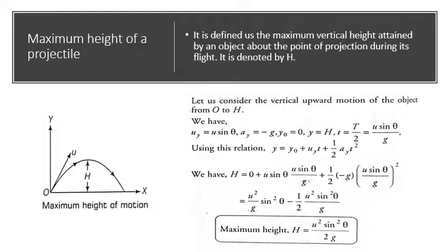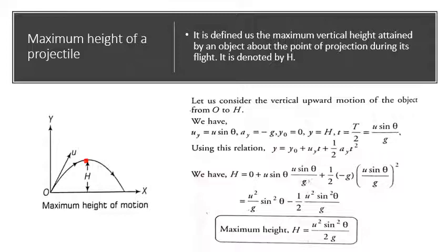Okay. Next part of this derivation is maximum height of a projectile. So look at the derivation, look at the definition. It is defined as the maximum vertical height attained by an object about the point of projection during its flight. It is denoted by capital H. Look at the graph now. This is your maximum vertical height attained by an object about the point of projection during its flight. It is denoted by capital H.